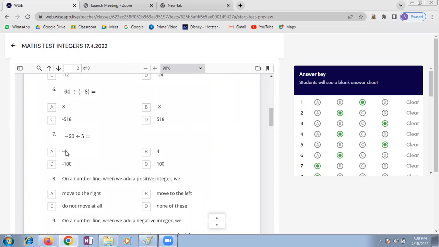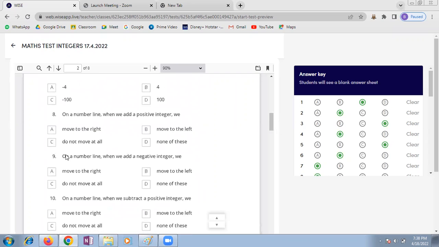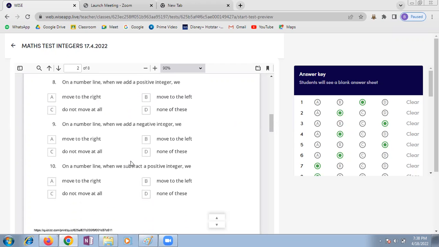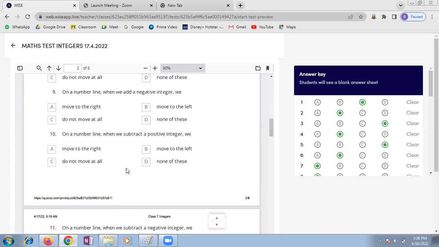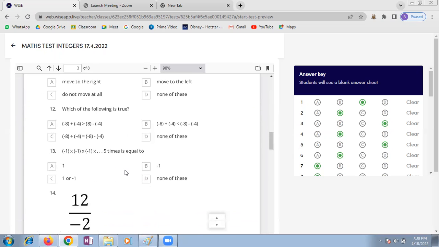Here 5 fours are -4. On the number line, when we added a positive integer, we moved to the right. Very good. A negative integer, left. Similarly, subtraction is quite opposite, children. In subtraction, it is quite opposite: subtracting a positive means left. That's a basic question, so I'm not going into detail.